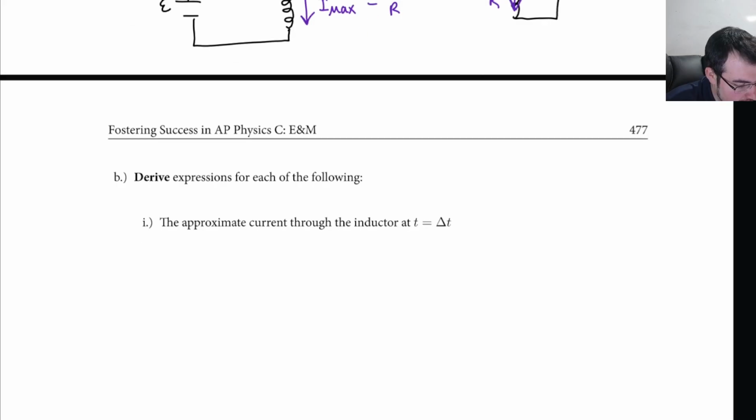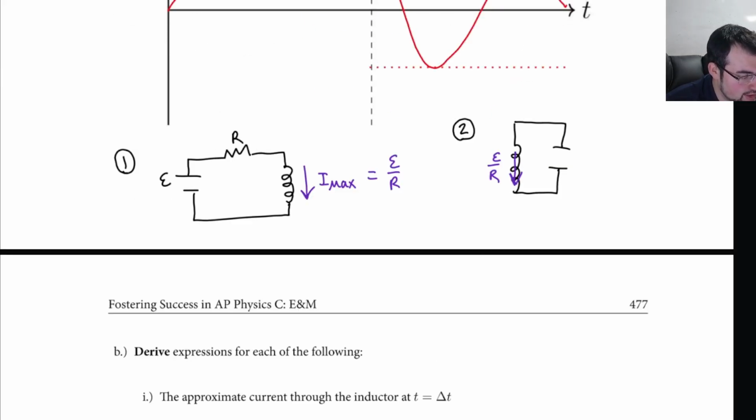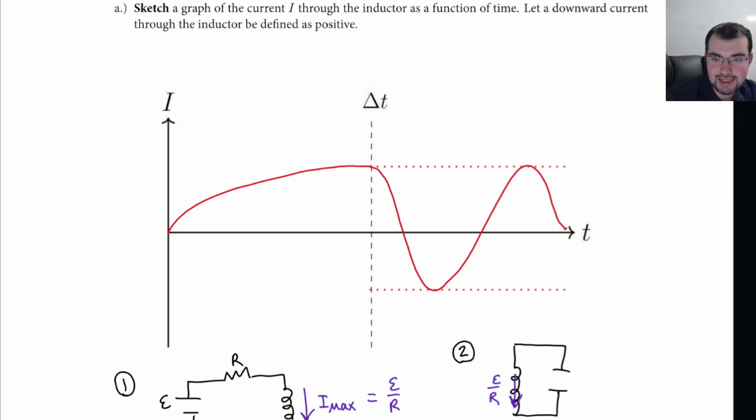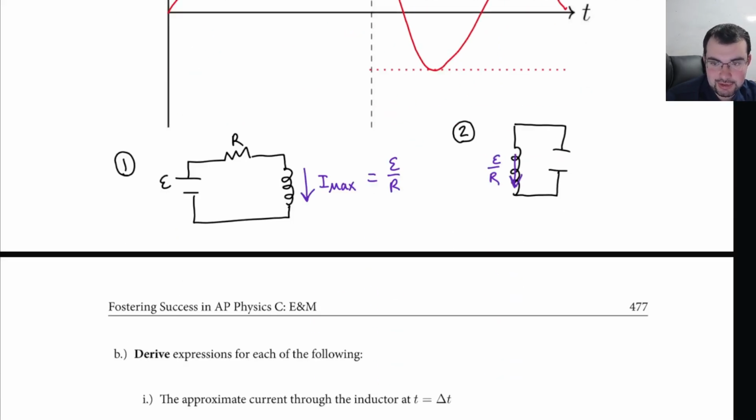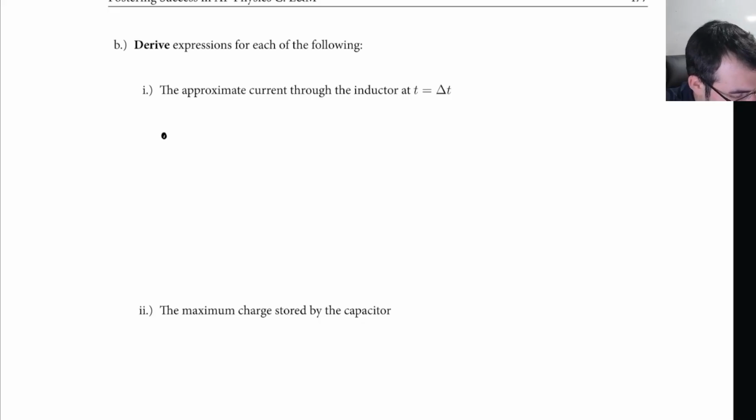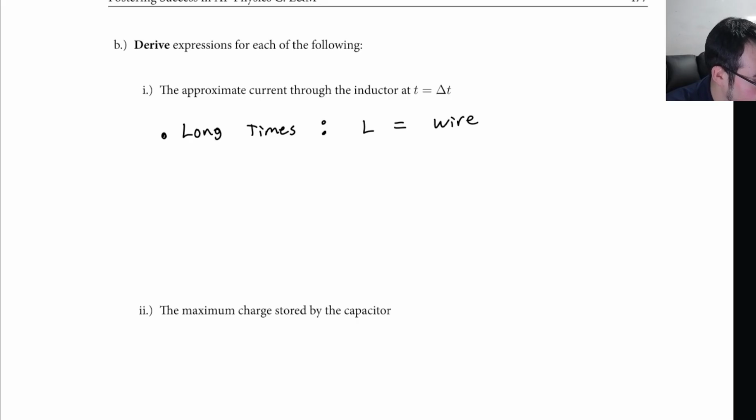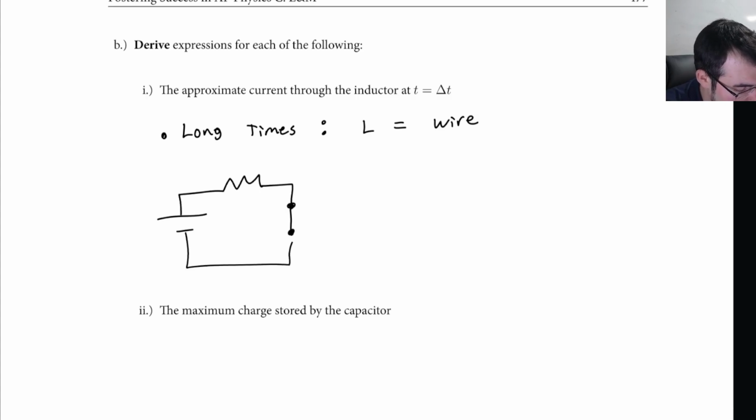All right, derive expressions for everything. Approximate current through the inductor at t equals delta t. That's when we flip the switch. That's easy. We already know what it is. It's epsilon over R. Why? So we know that at long times, my inductor L is a wire gap. Nope, absolutely not. It is a wire, not a wire gap. So after a long time, I can literally replace my inductor with a wire. And this is just a simple Ohm's law. I is equal to epsilon over R.